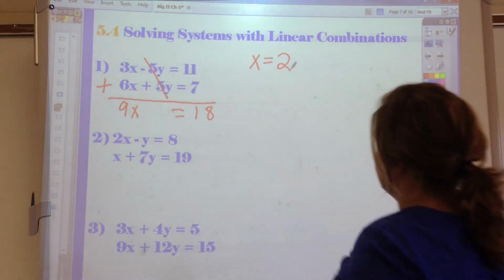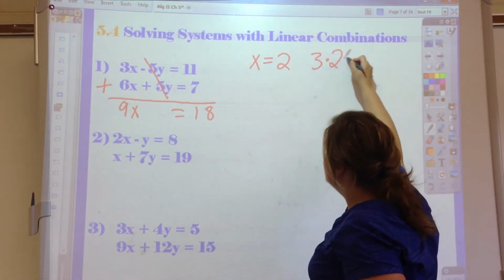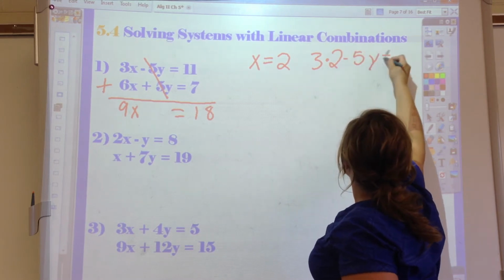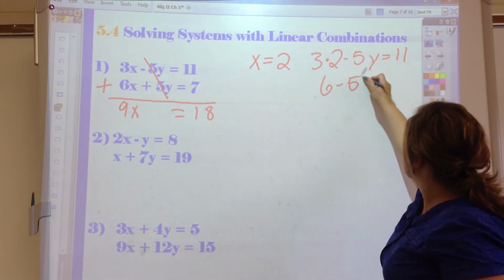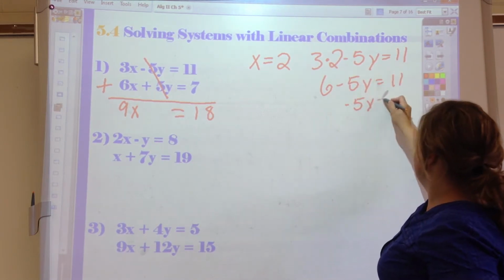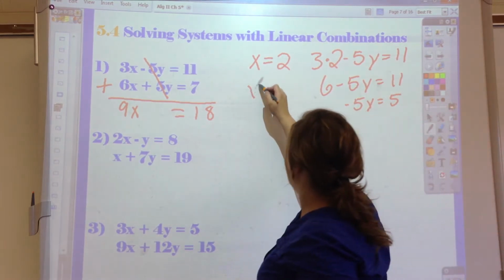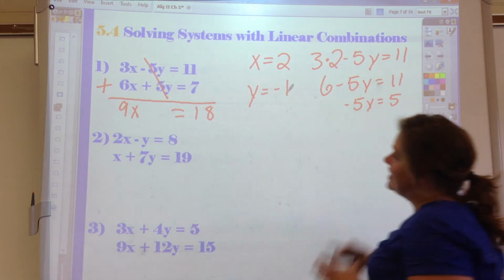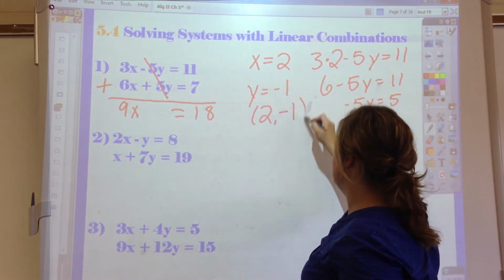So let's use the first equation. I'll say 3 times 2 minus 5y equals 11. Here this 3 times 2 is 6. Subtract 6 on both sides and I get 5. Divide both sides by 5 and y equals negative 1. In point form, we would call that solution 2, negative 1.